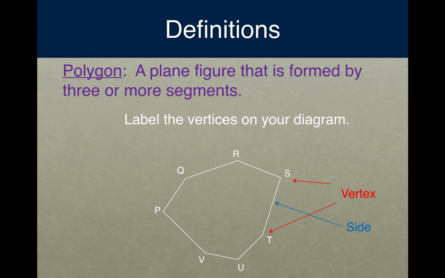In a polygon, our sides are the lines that make up our polygon, and our vertices are the points that connect 2 sides. Those are vertices. If you want to pause the video and go back to your polygon that you drew on the previous slide, label your vertices there. What are your vertices? What are your sides?